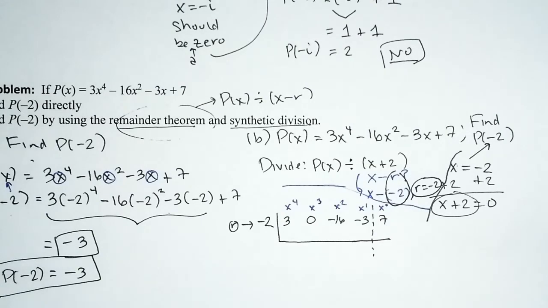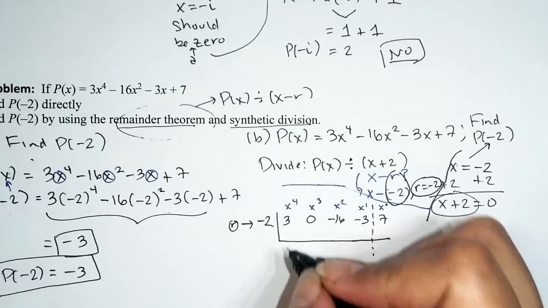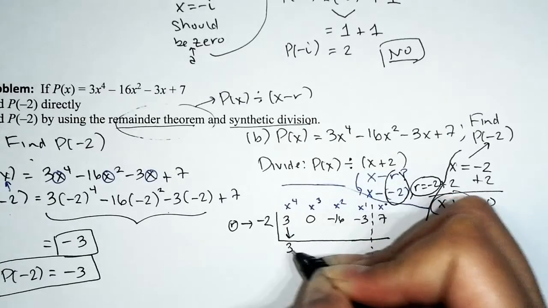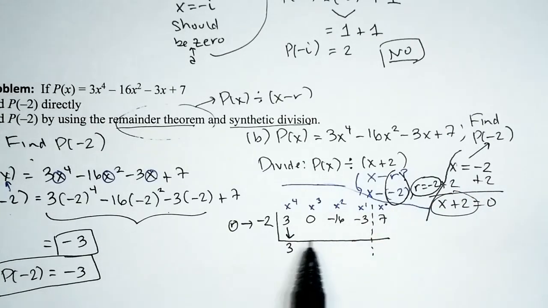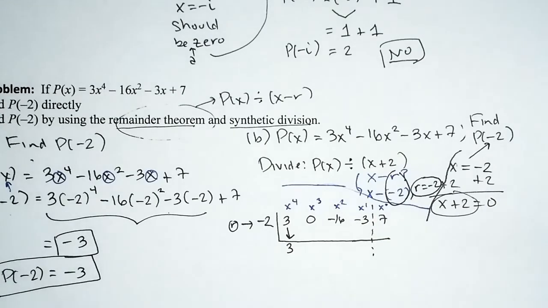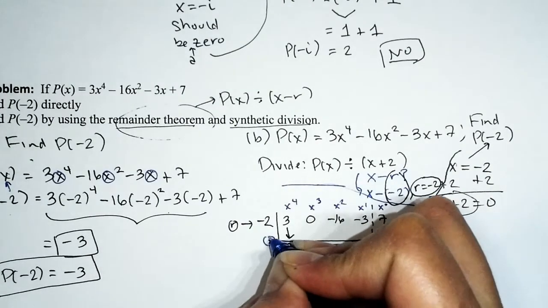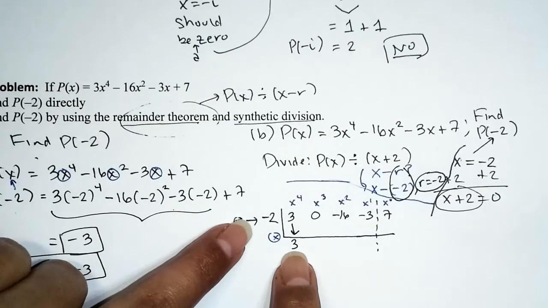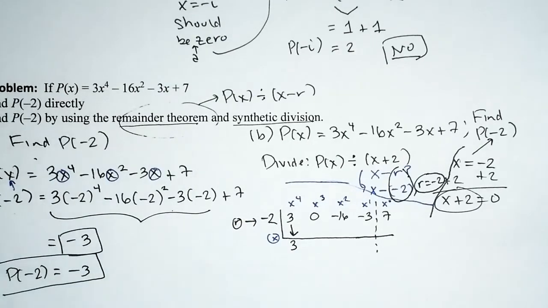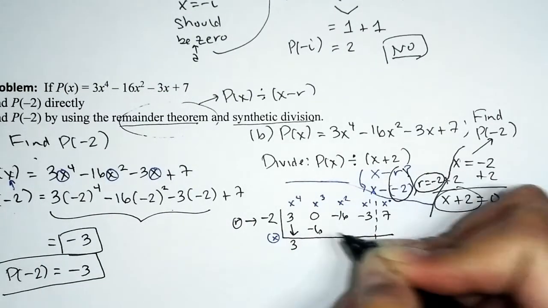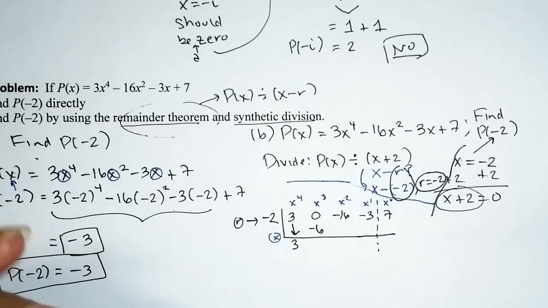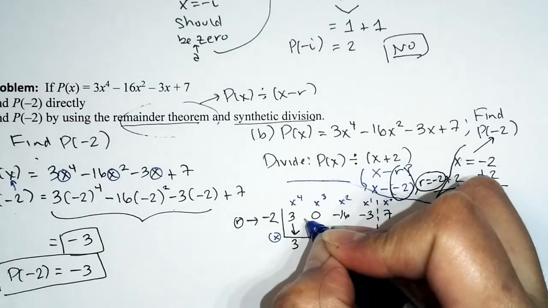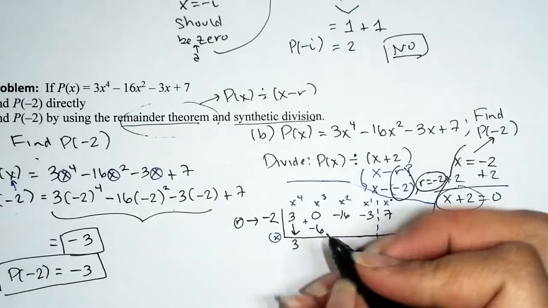Let's do this. In this case, to divide synthetically, we'll drop down the 3, and then we follow the multiplication addition process. So let me go ahead and put my times. The product of 3 and -2 is -6. Then the sum of 0 and -6 will give us -6.